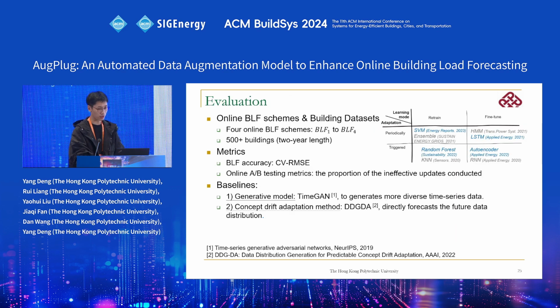Then we present the evaluation part. The setting is the same as the statistical analysis introduced in the motivation part, where the 4 different schemes are tested on hundreds of buildings. We compare the AutoDA model with 2 baselines that can also generate data or solve the data distribution change.